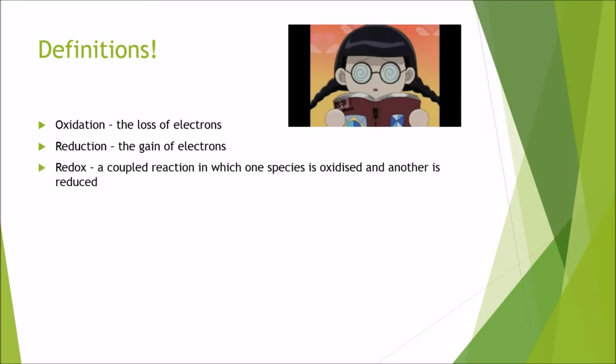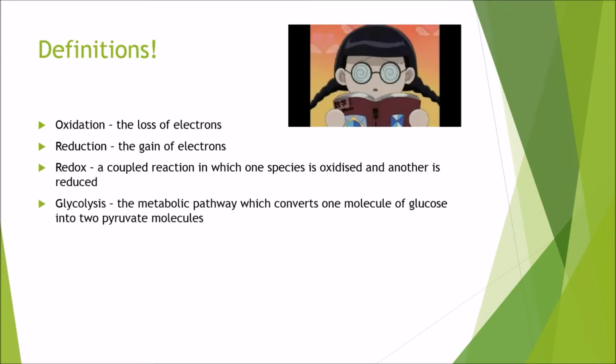Then redox, which is a coupled reaction in which one species is oxidized and another is reduced. And then glycolysis, which is the metabolic pathway which converts one molecule of glucose into two pyruvate molecules.